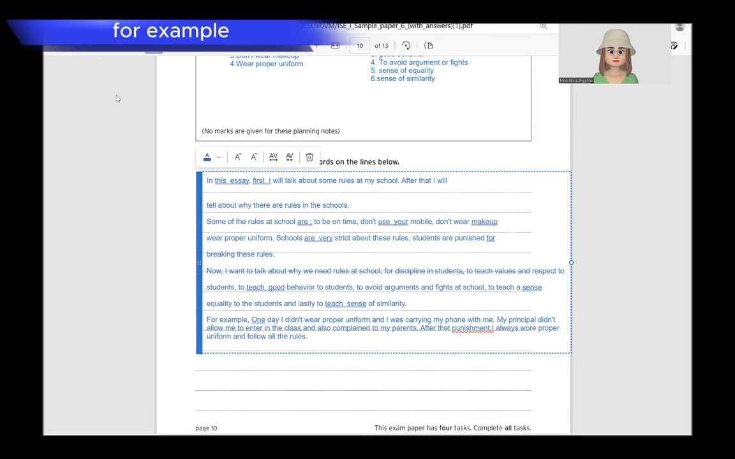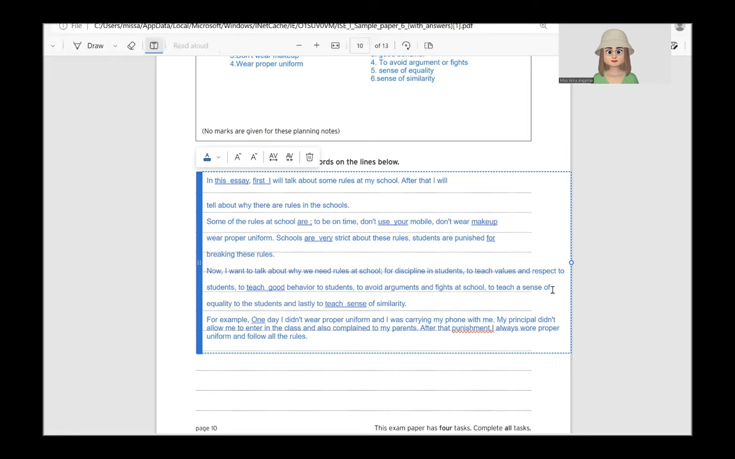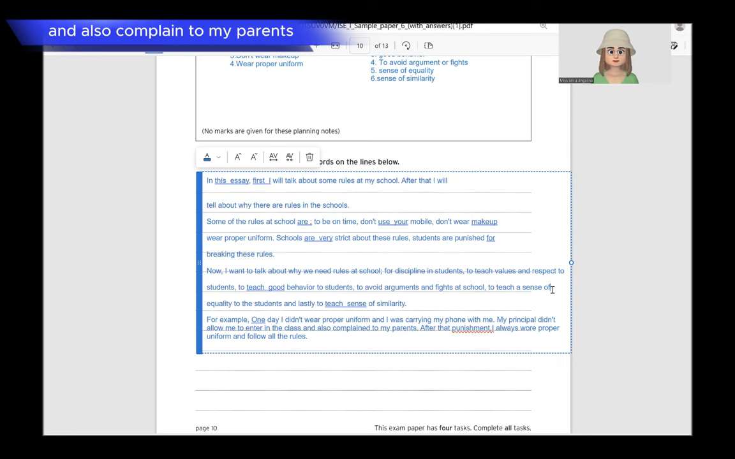For example, one day I didn't wear proper uniform and I was carrying my phone with me. My principal didn't allow me to enter the class and also complained to my parents. After that punishment, I always wore proper uniform and followed all the rules.